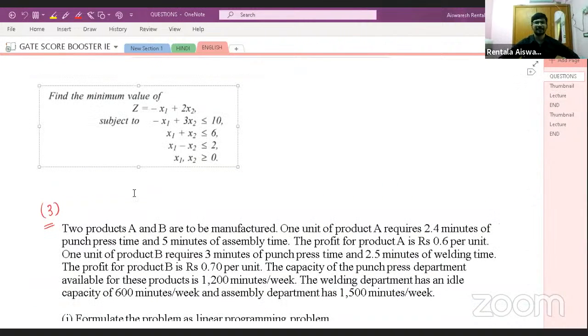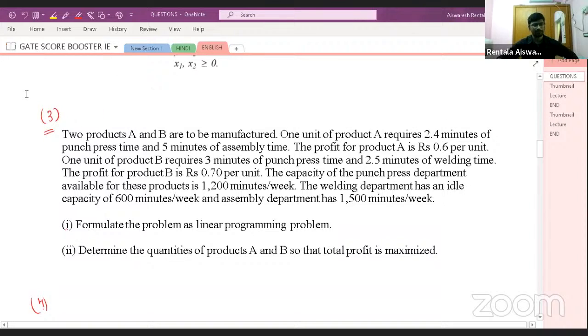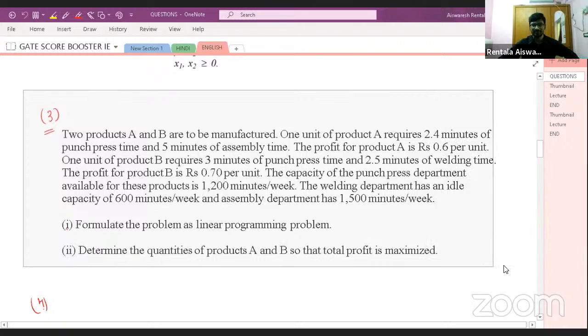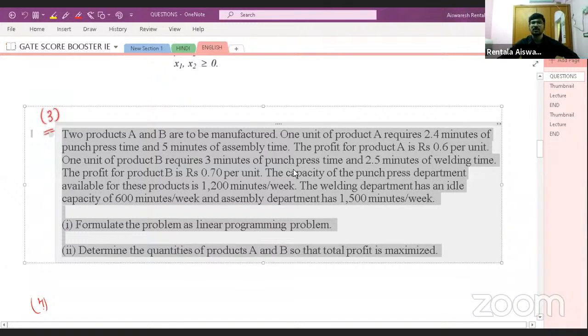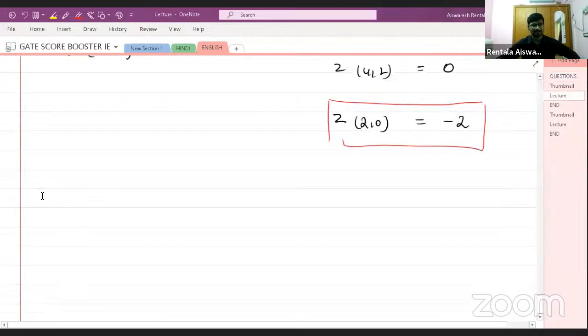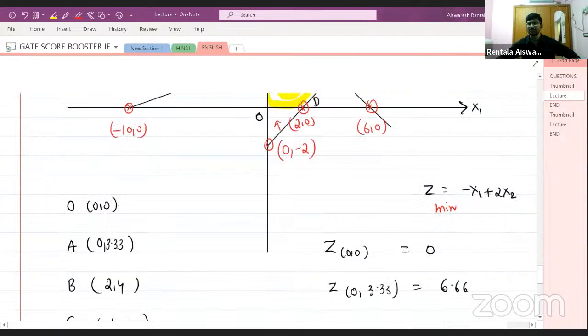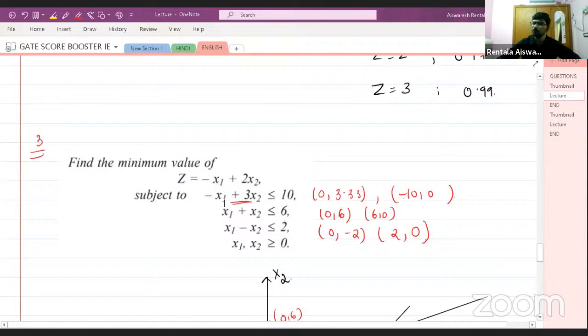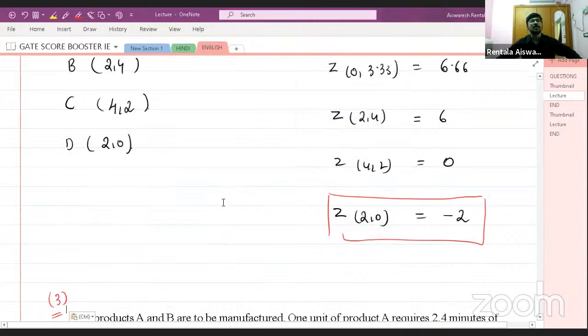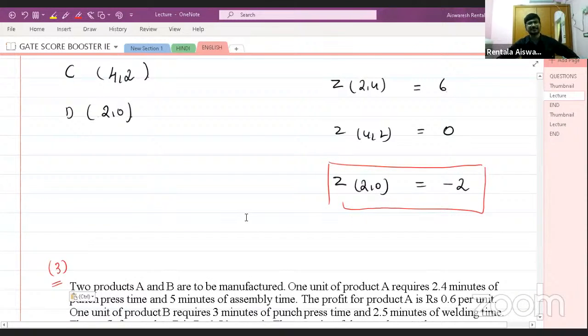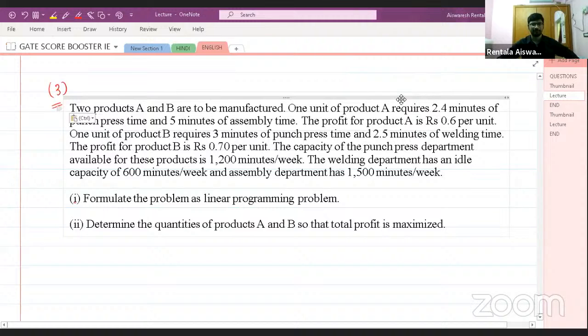One more question I have taken from the same graphical method, but this is a little bit different, because in GATE previously, when they used to ask linked answer type questions, they used to ask these types of questions. It is expected that in future GATE examinations they may ask this type of question also, where the objective function and constraints are not directly provided. You have to frame the objective function and constraints from the given data of the question.